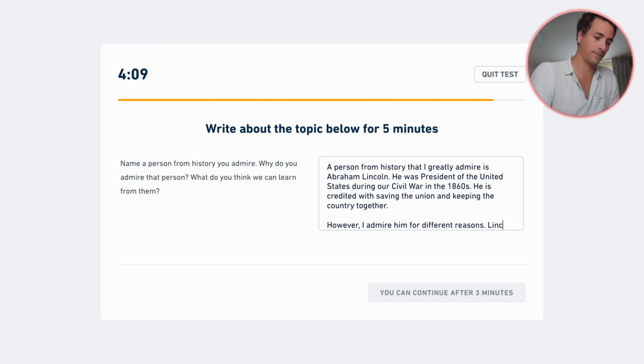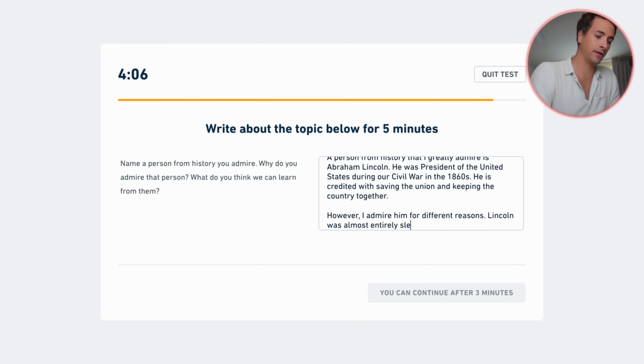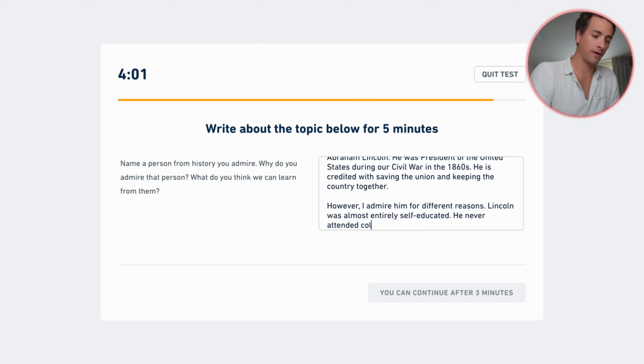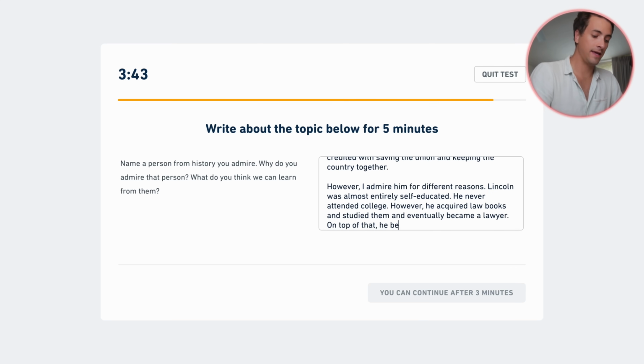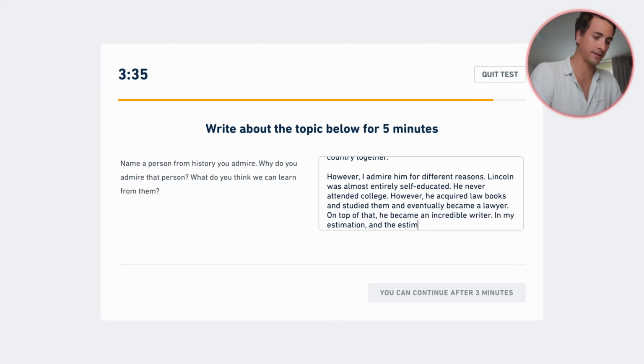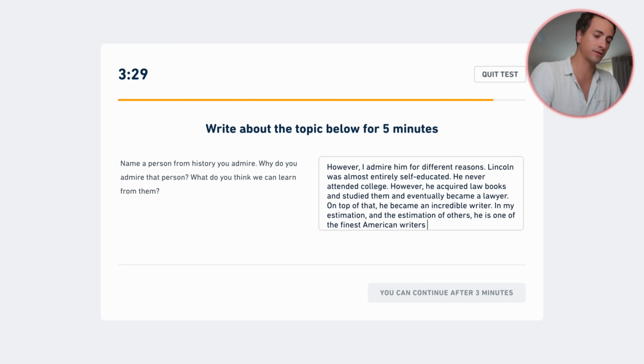Lincoln was almost entirely self-educated. He never attended college. However, he acquired law books and studied them and eventually became a lawyer. On top of that, he became an incredible writer. And in my estimation and the estimation of others, he is one of the finest American writers ever.